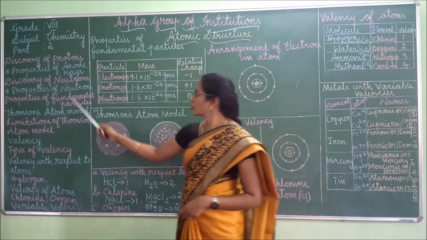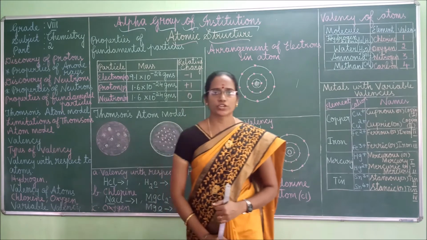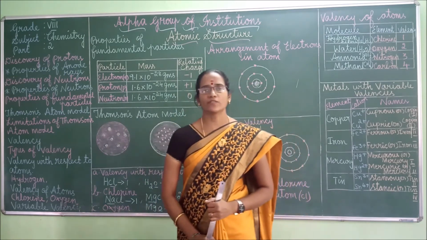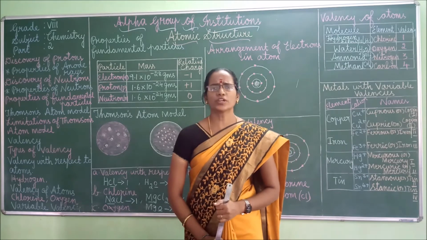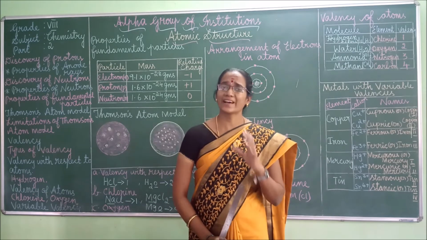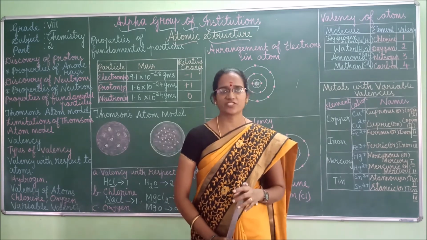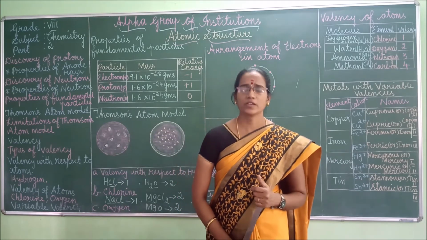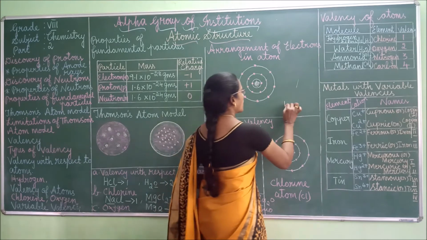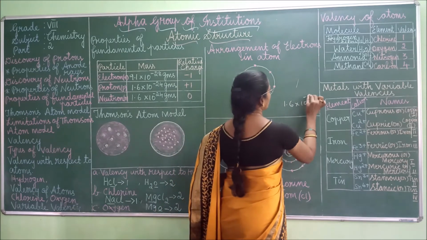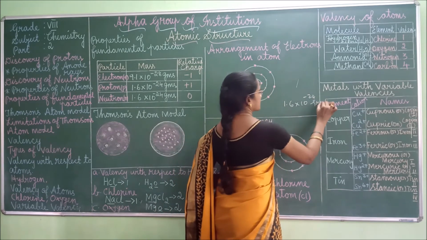Okay, now we can move to the discovery of neutrons. James Chadwick discovered neutrons, right? Neutrons have no charge, they are neutral in nature, okay? The mass of the neutron is equal to 1.6 into 10 to the power minus 24 grams, okay?